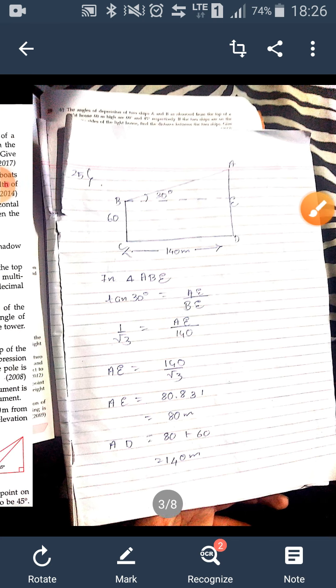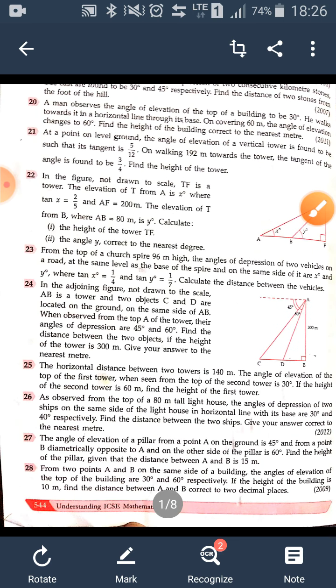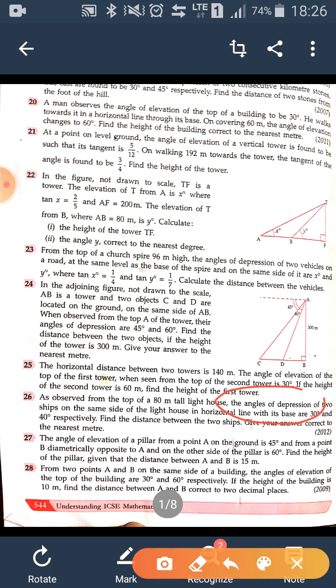Now we move on to sum number 26. Let's see what's written in sum number 26. So, as observed from the top of a 80-meter tall lighthouse, the angles of depression. This term, angles of depression, I'll make you understand when I go there in front of you. But it doesn't make a difference. You're going to treat the angles in the same way in which we have been doing until now.